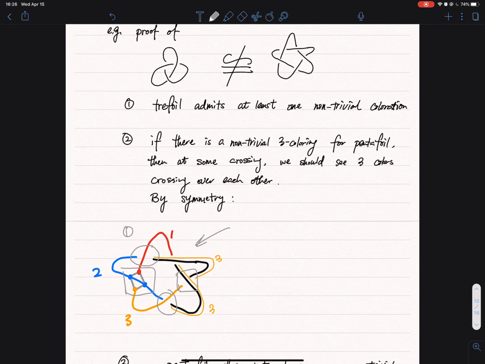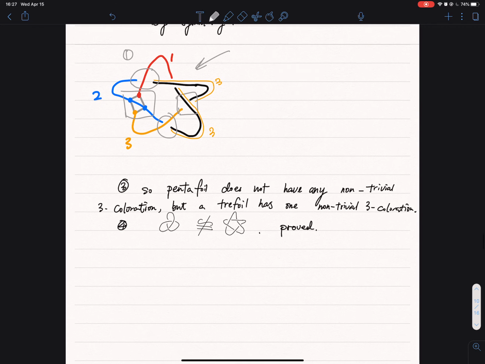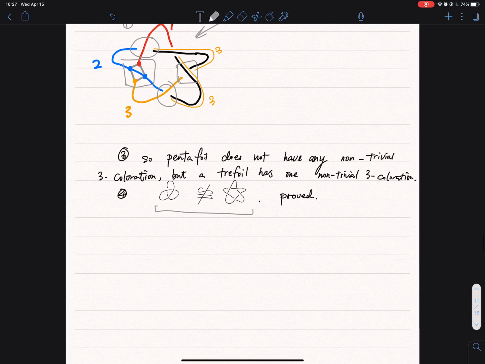So by symmetry, we can see it's impossible to color this one. No non-trivial coloring. And this one has a non-trivial coloring. Using this idea, we prove that these two are not the same.